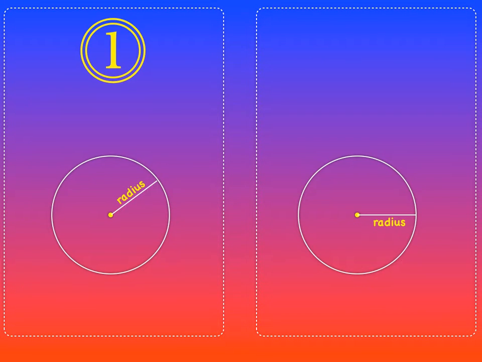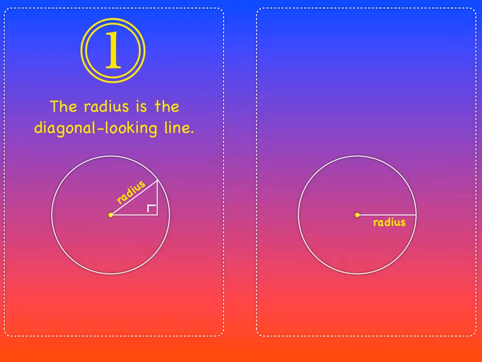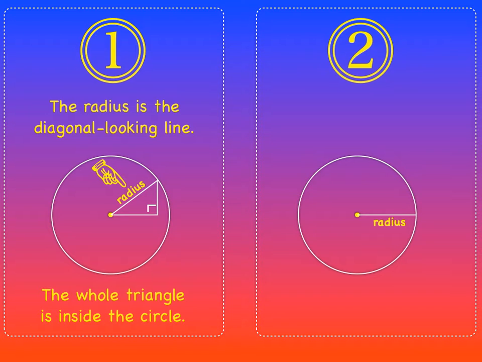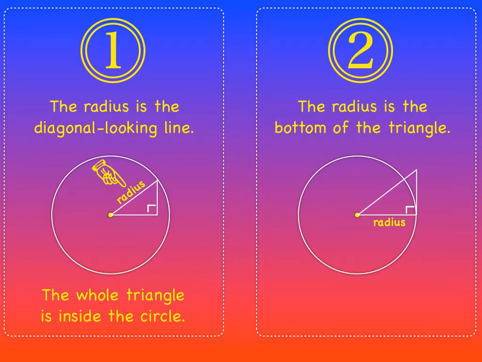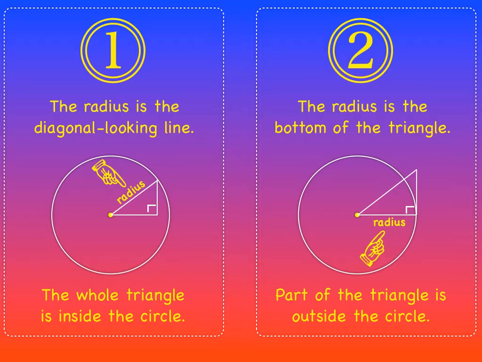In number 1, the radius is the diagonal-looking line, and the whole triangle is inside the circle. But in number 2, the radius is the bottom of the triangle, and part of the triangle is outside the circle.